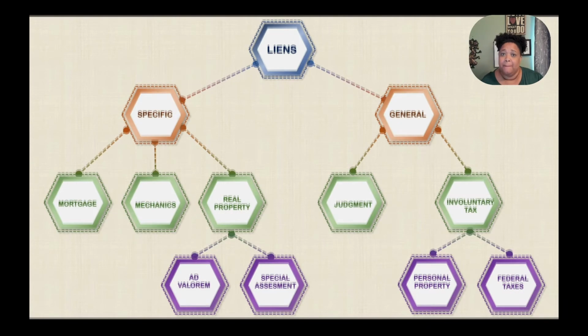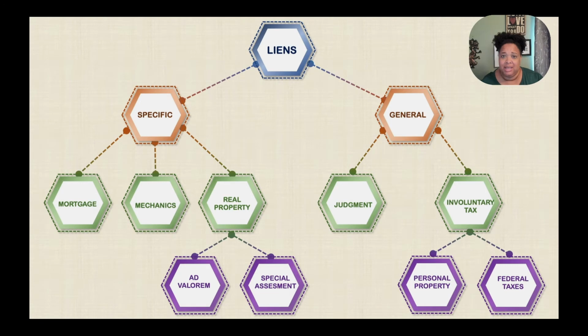Now liens. By definition, a lien is a charge against a person or a property. A lien means somebody or a piece of property owes somebody else some money. Now there are 2 flavors or 2 categories of liens. You've got your specific liens. Your specific liens are a charge against a specific property. For example, let's take a mortgage lien.